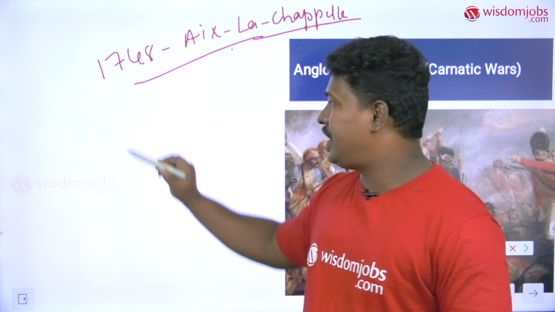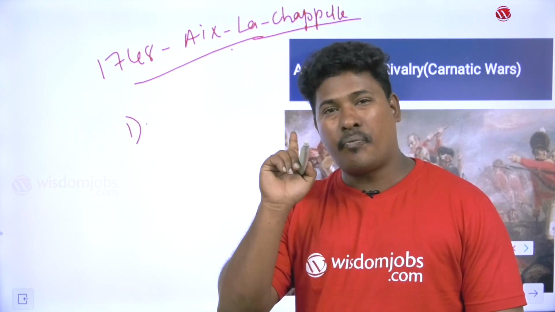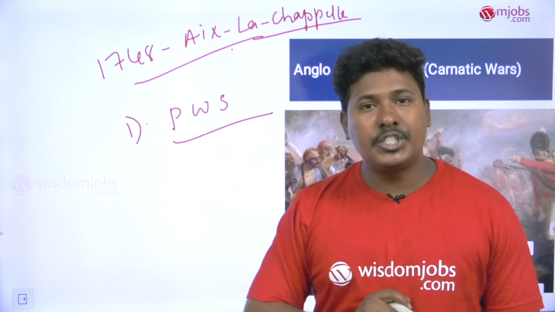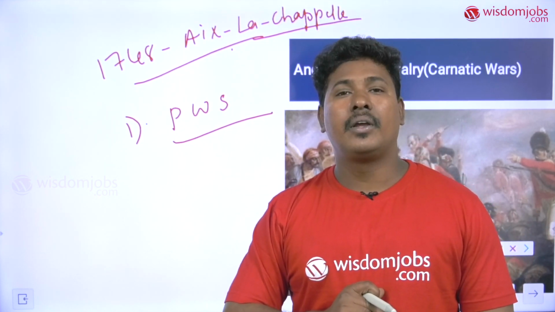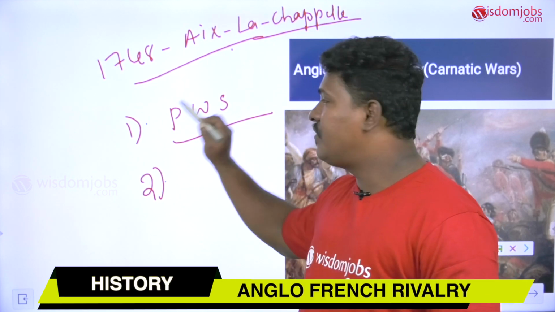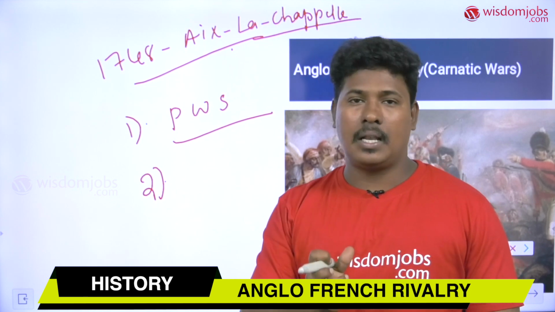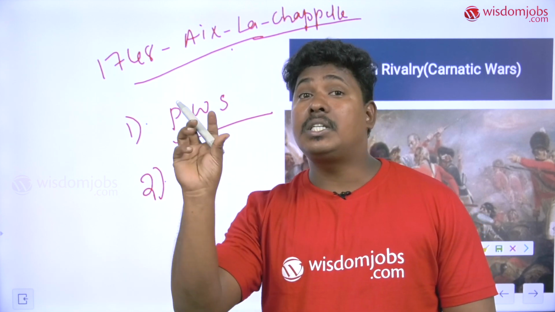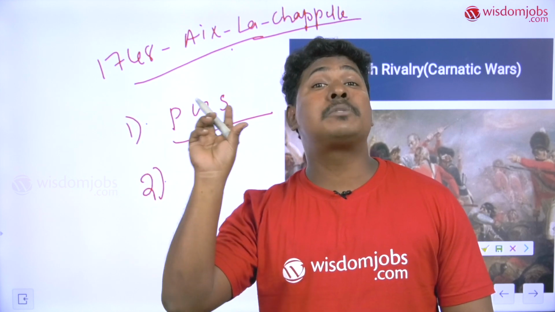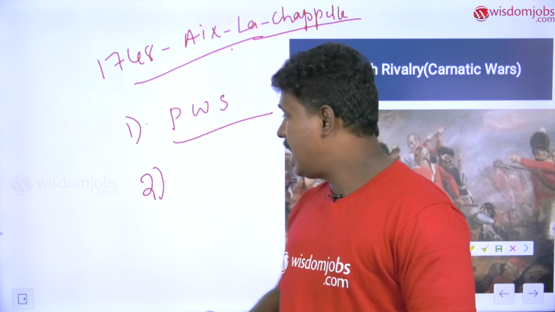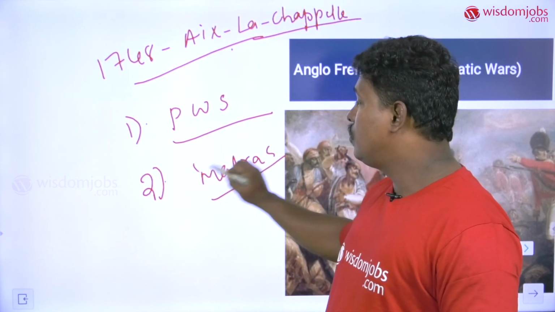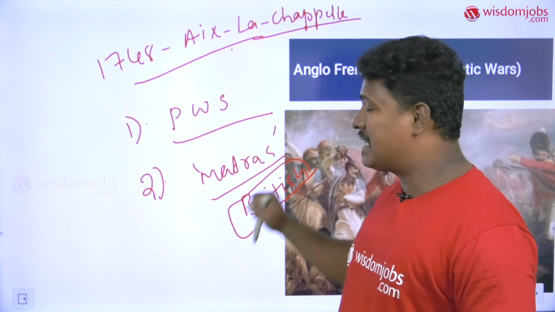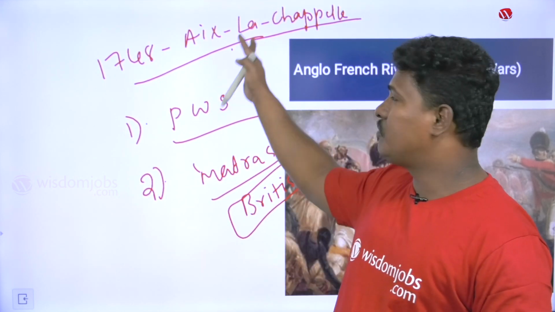What were the main provisions of this treaty? Number one, both French and British shall maintain the pre-war status quo, and maintain peace and tranquility. Number two, the conquered territories shall be returned to their respective holders. As per this, Madras, which Dupleix had conquered, was returned to the British, who received it back from the clutches of Dupleix.